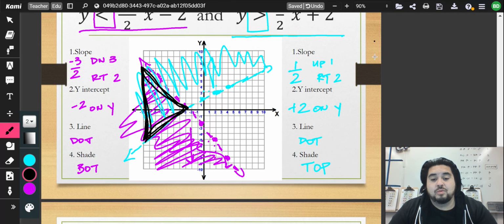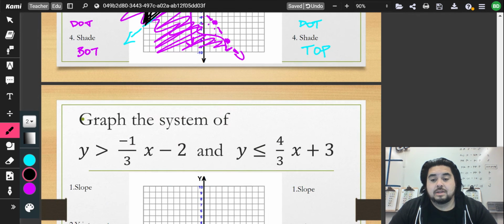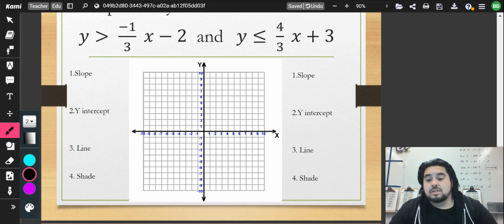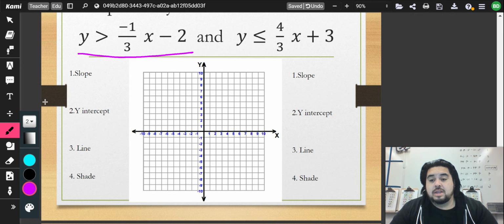Okay, let's do one more. So again, here are our two inequalities. So I'll do the first one on the left again in purple. So here our slope is -1/3. So in terms of movement, that means down 1 because the numerator is negative, the denominator is positive, so I'm going right 3 units. My y-intercept is -2, again on the y-axis.